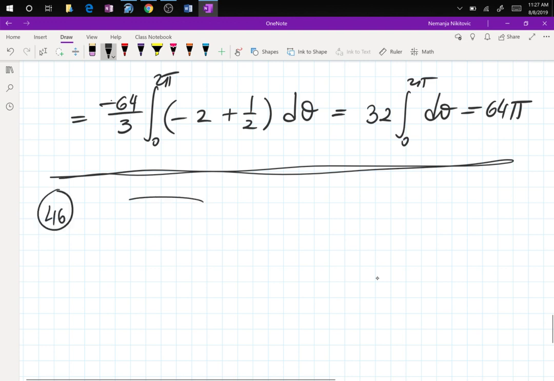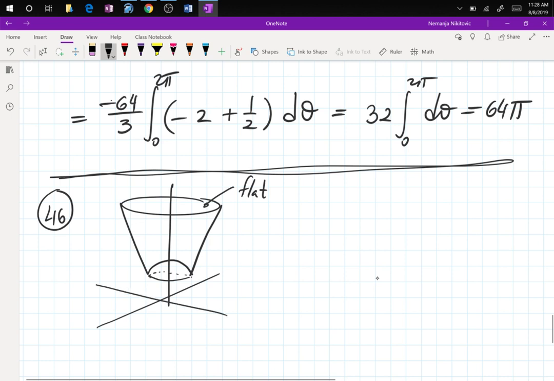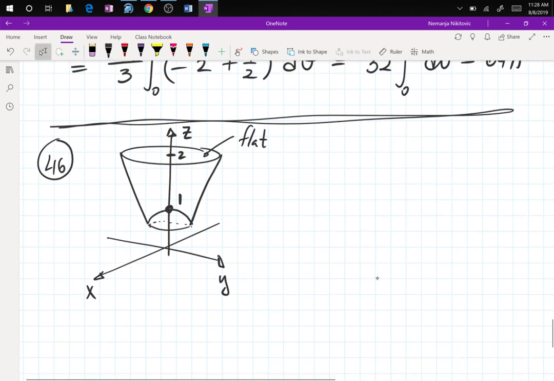And this one has flat on top. It's flat on top, but it has this scooped out bottom. So it has a flat top, and the flat top is at 2. This one over here is at 1. And the question is, what is the volume?